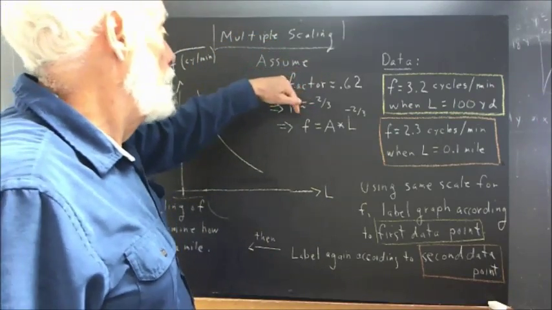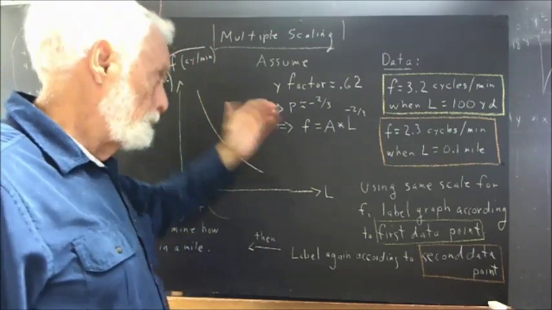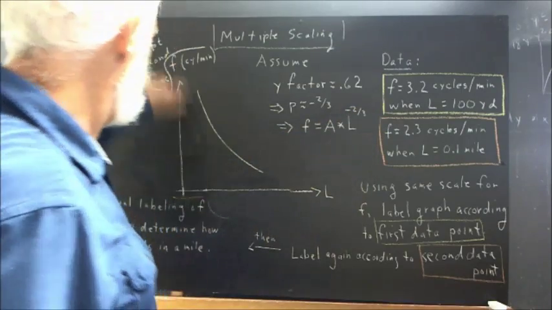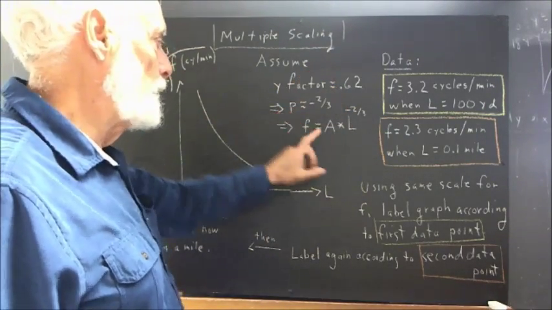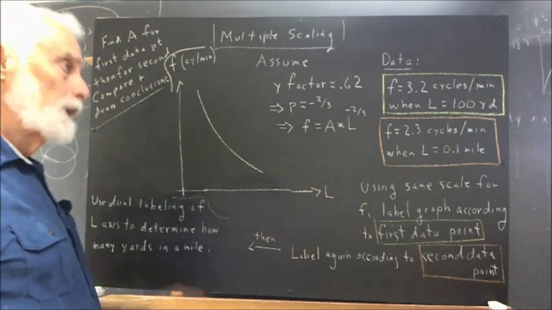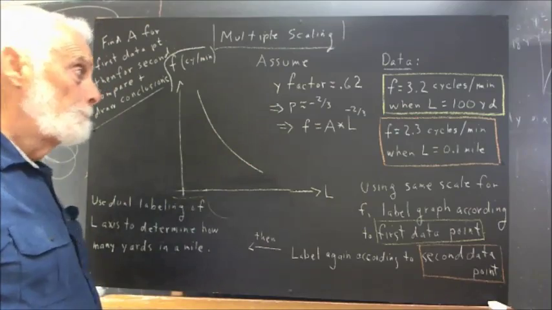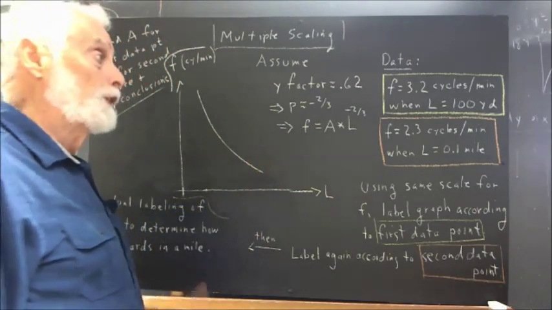Anyhow, we have then a frequency versus length model. Frequency is a times L to the negative 2/3. So we have this graph, which leads to this factor, which leads to this power, which leads us to this model, in a process that you've seen and should be very familiar with by now.